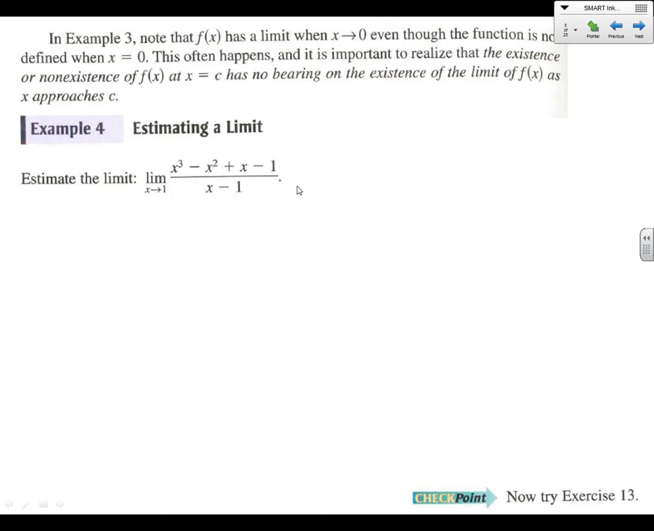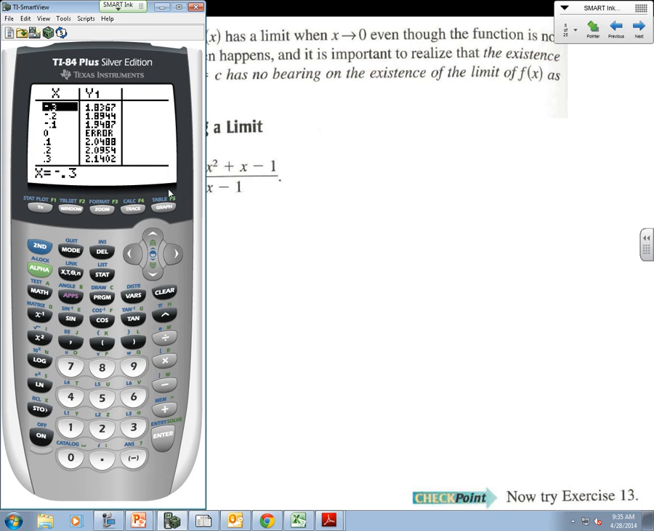All right, so estimating a limit here. In example 3, note that f of x has a limit even though when we go to x equals 0, we're undefined. This happens a lot, and it's important to realize that the existence or non-existence at x doesn't matter at all. All right, so let's go ahead and try one more. This is another case. x minus 1, 1 minus 1 gives us 0. We can't be at 1, but what happens as we get close?